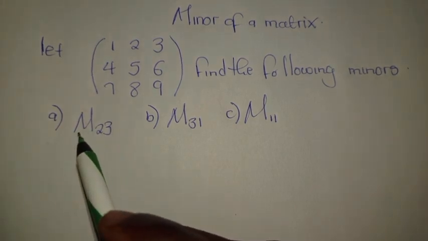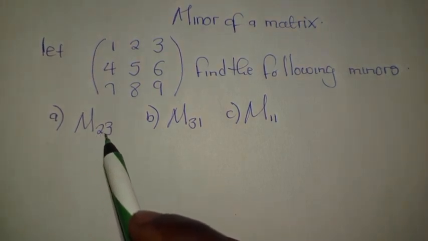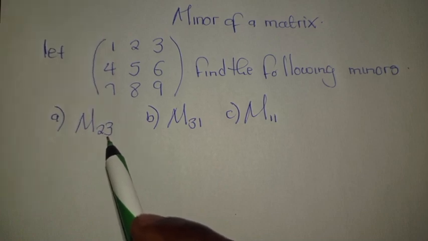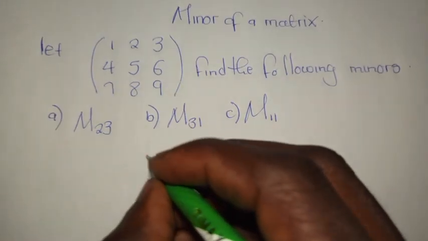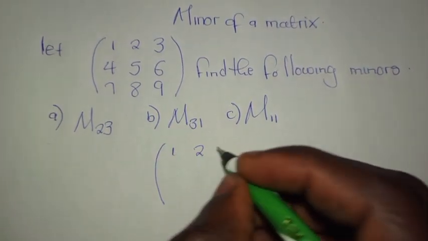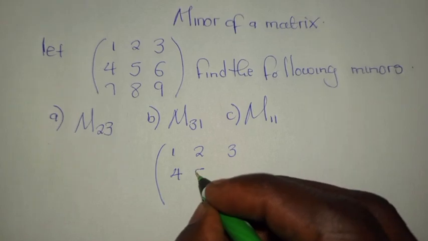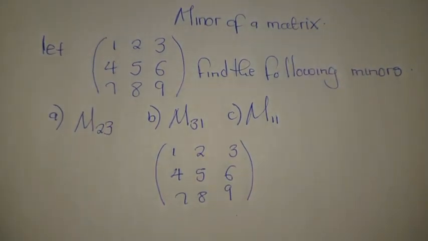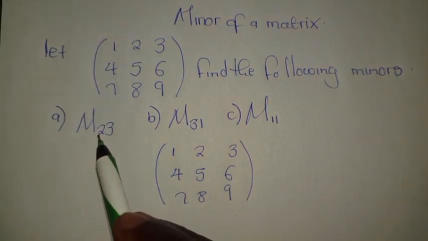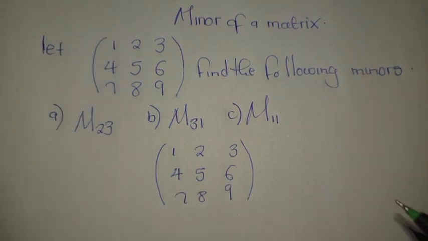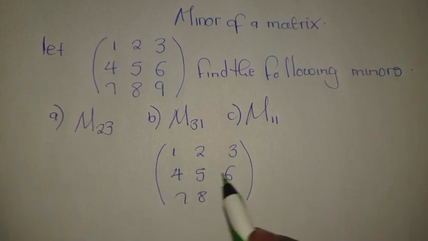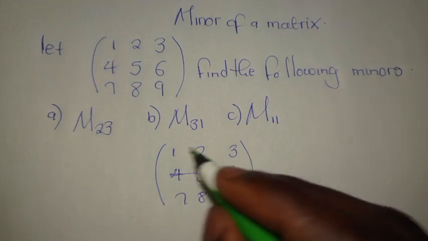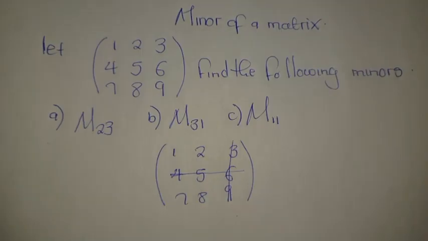So when you are told to find the minor of a matrix 2, 3, it simply means cut down the second row and cut down the third column. So we have the matrix 1, 2, 3, 4, 5, 6, 7, 8, 9. This is the matrix of order 3 by 3, where we are told we should cut the second row and cut the third column. So we have cut the second row and we have cut the third column.